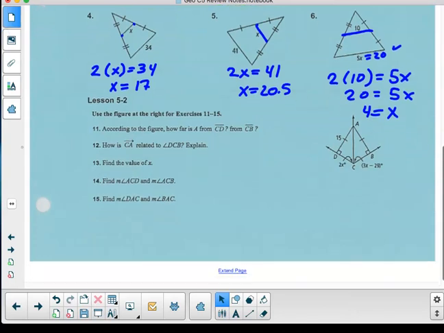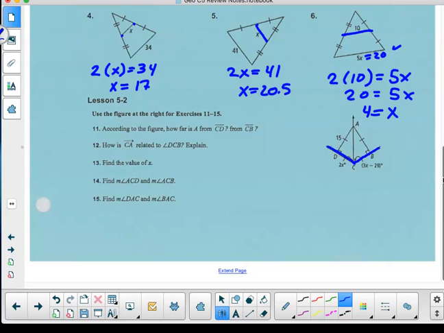Now let's talk about angle bisectors. In problem 11, according to the figure, how far is A from segment CD and from segment CB? Remember, that distance is a perpendicular distance to these segments. I want you to think of them as the floor, and I'm measuring the height from D to A. How far is A from CD, or CB for that matter? They both happen to be the same. They are 15 units.